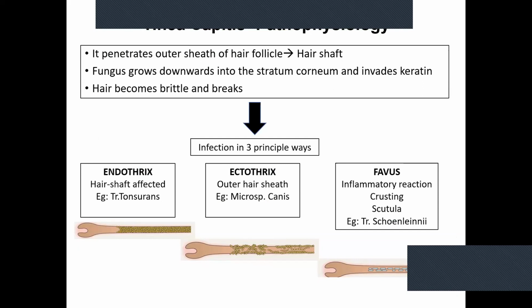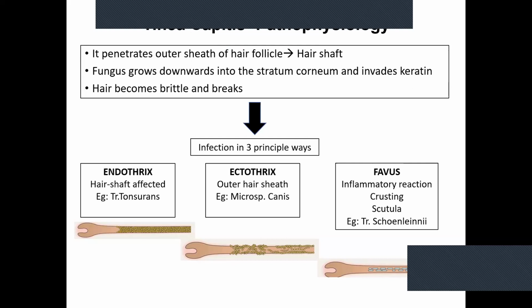It can be seen as an ectothrix, where the microconidium is seen in the outer hair sheath. It is classically seen in Microsporum canis. Whereas a favus is basically a chronic inflammatory kind of process where there is formation of crusts and there are scutula. This is classical of Trichophyton schoenleinii infection.